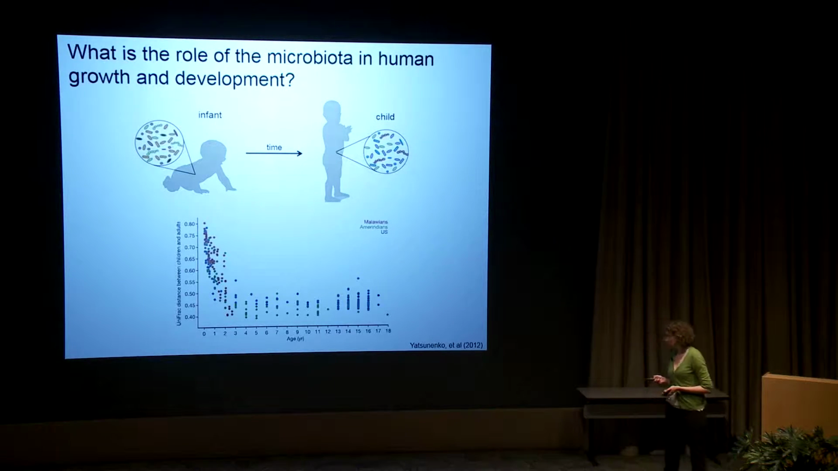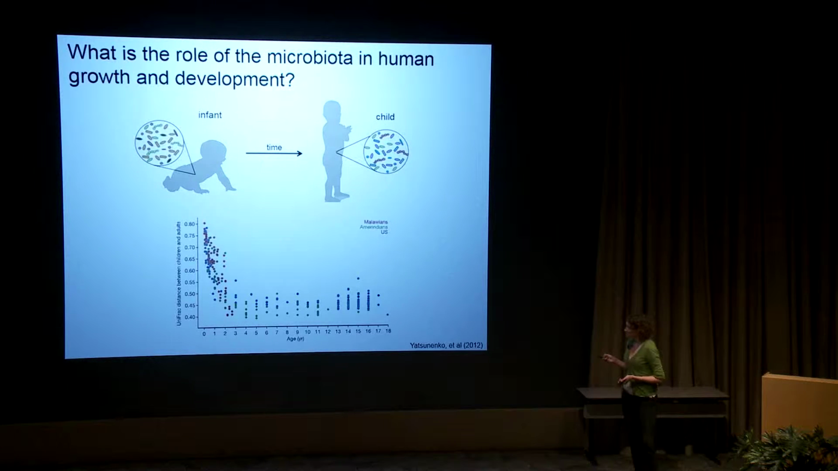Part of this work was first pioneered by a former graduate student, Tanya Yatsenenko, and this is some data from Tanya, where she looked at individuals from Malawi, Venezuela, and the US over time of their life, which we have represented here on the x-axis. And then she looked at the composition of their microbiota. On the y-axis here, we have a metric that indicates how dissimilar, which is more at the top, versus similar, lower at the bottom, a given individual's microbiota is to that of healthy adults.